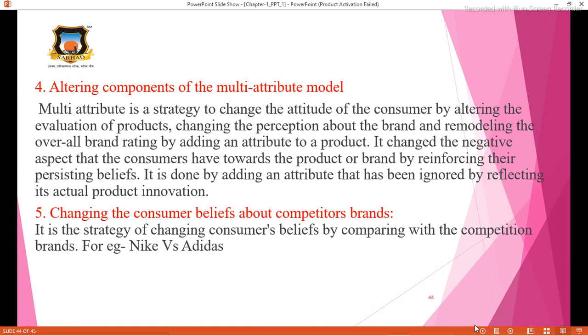And the last is changing the consumer's beliefs about a competitor's brand. It is the strategy of changing a consumer's beliefs by comparing with the competition brands.